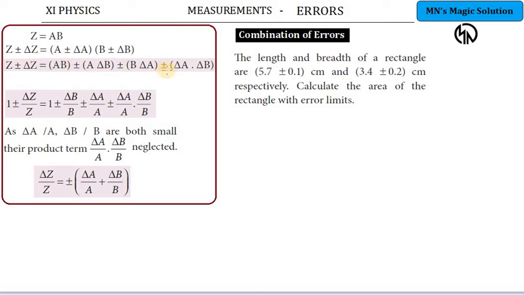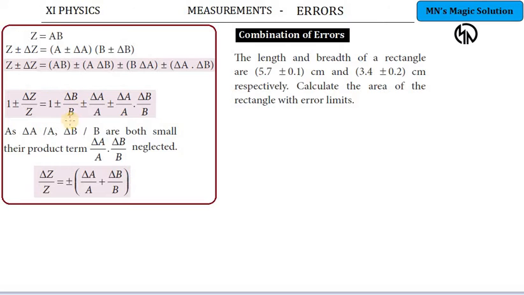Now I am going to divide this statement by the first statement, Z is equal to AB. Or you can say I am going to divide LHS by Z and RHS by AB. Dividing the LHS by Z, the first term becomes 1 and the second term becomes del Z by Z. What is del Z by Z? It is nothing but the relative error. So the relative error in Z appears on the left side. Same way on the RHS, dividing by AB, the first term becomes 1. For the second term, dividing by AB, A gets cancelled and you get del B by B.